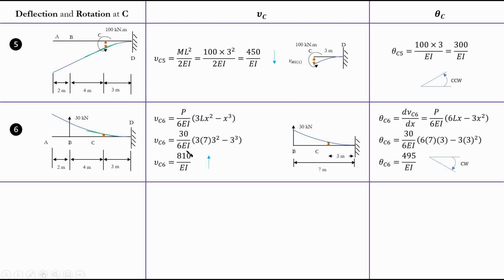And now the last thing we have to do is just add all the cases together, case 1, 2, 3, 4, 5, 6, considering the negative and positive, or basically downward and upward and clockwise and counterclockwise, and we'll end up with this value, which is in the upward direction for delta c. Theta c is the value that you see in the clockwise direction, okay? And that's basically done for this question.